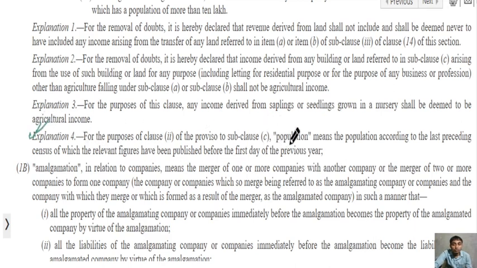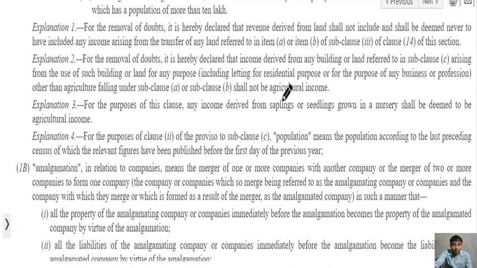Explanation 4 of this clause defines the population. Population means population according to the last preceding census of which the relevant figures have been published before the first day of the previous year.